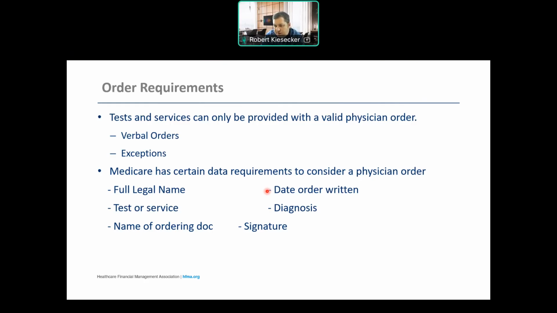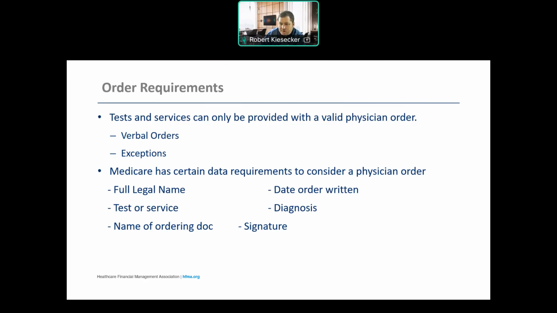Medicare requires the following data elements to consider a physician order valid. Gotta know the patient's name, gotta know the date the order was written, the tests or services ordered, diagnosis, coded diagnosis or narrative description of the reason for the test, name of the ordering physician or allied healthcare professional, signature of the physician or AHP. Basically, you need a signed order. It has to be signed.